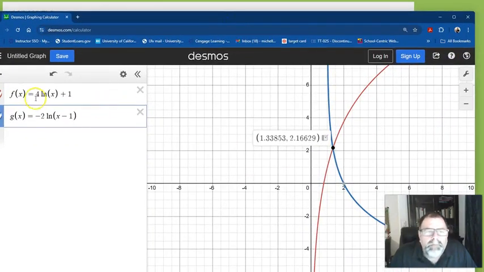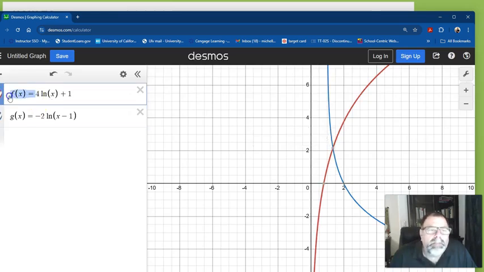Okay, so again, I type the left side in up here, right side in for g. I look for the intersection point, and the x coordinate is where both those y values are the same. So that's saying that the left side and the right side are equal to each other. They're both going to be 2.16629.